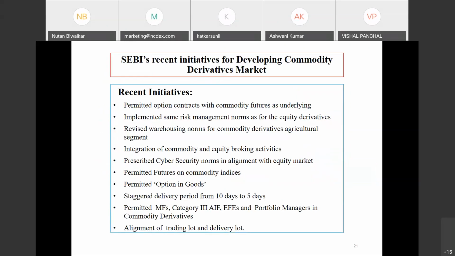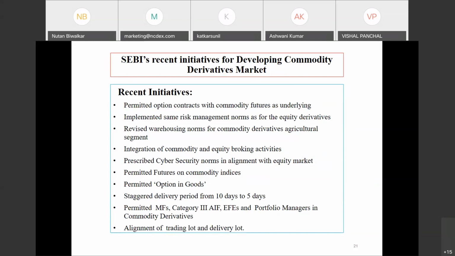Next, we go to the recent measures. For the promotion of futures trading, SEBI has taken various measures. First, we introduced options in futures contracts. Now we have permitted options in crude, integrated commodity as well as equity broking, and revised our warehousing norms. Thus, we have discussed the WSP.